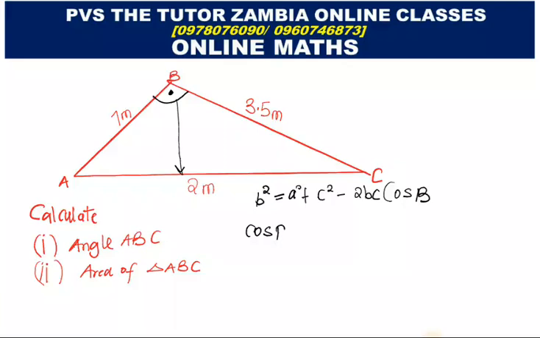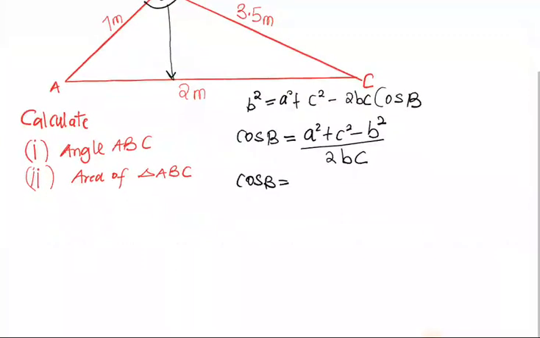So cos b will be equal to a squared plus c squared minus b squared over 2bc, like that. So that means you just have to make cos b the subject of the formula, which I've already done for you.